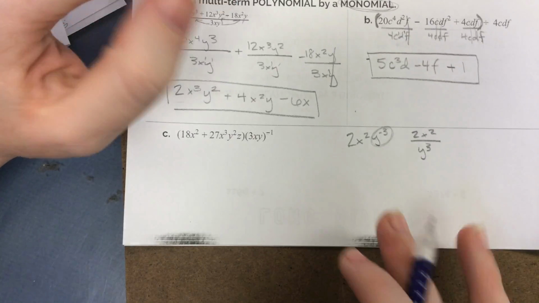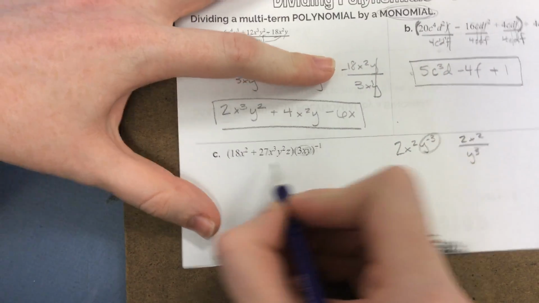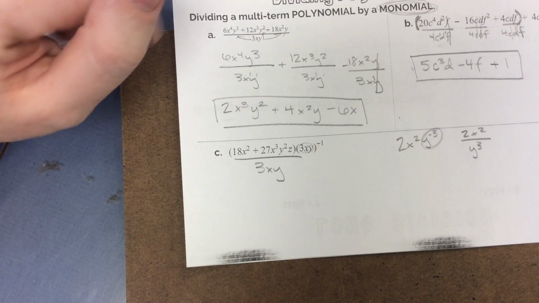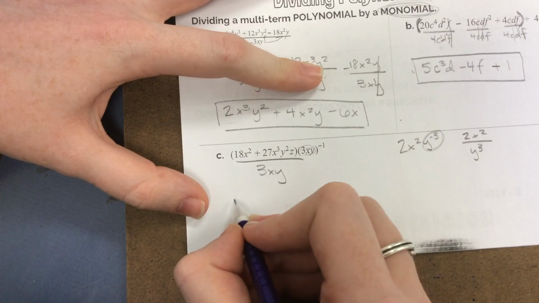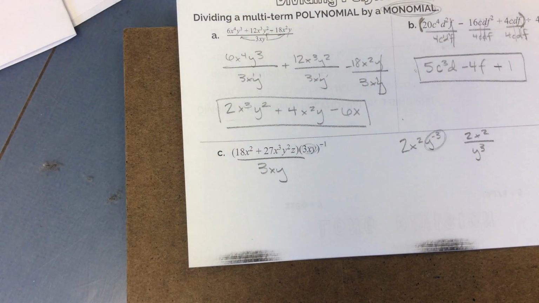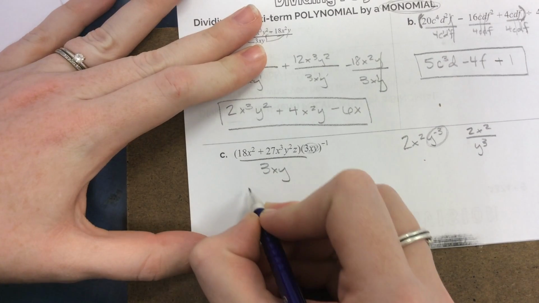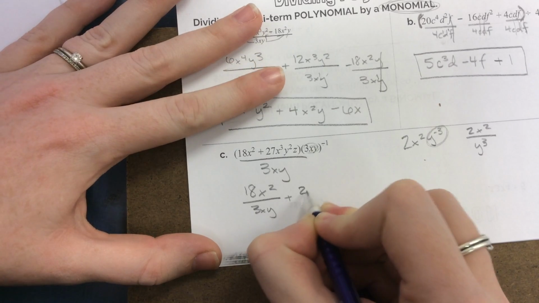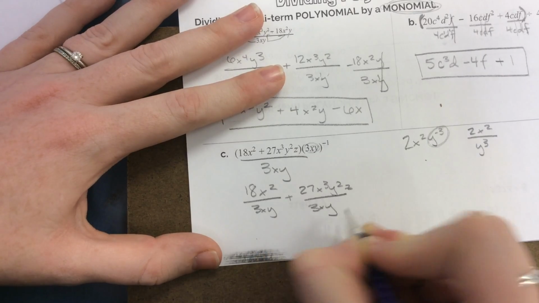Okay, so the next thing we're going to do here is divide. Since it's just a negative first, it's not going to change this thing at all. It's just going to put it in the denominator, which means we're going to divide by that. So I'm going to divide 18 by 3. Okay. 18 divided by 3 is 6. And then, so let's go ahead and write that out. 18x squared divided by 3xy plus 27x cubed y squared z divided by 3xy.